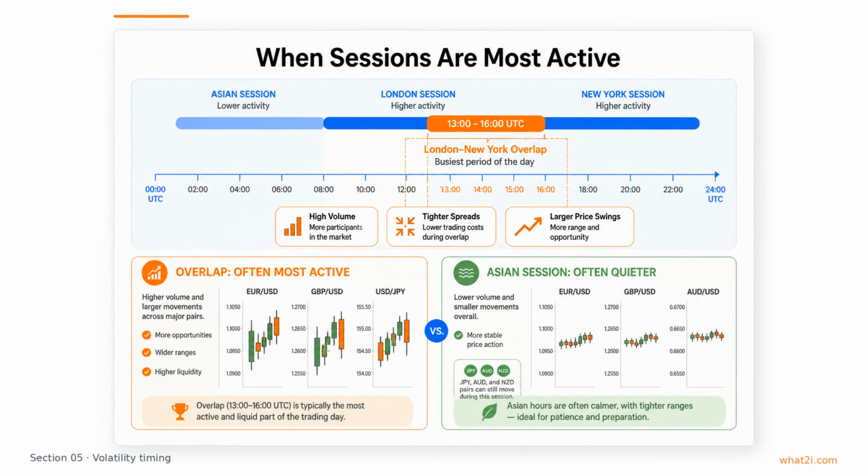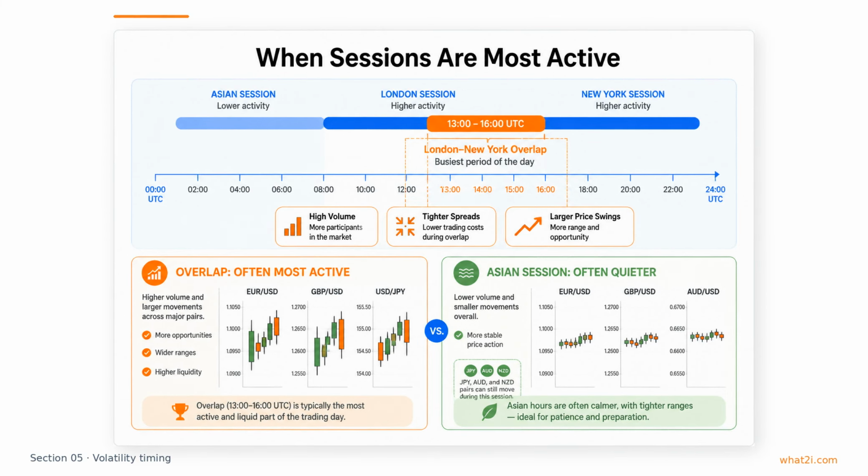Different sessions have different trading personalities, and that helps explain why volatility is not constant through the day. The London-New York overlap, roughly 13:00 to 16:00 UTC, is often the most active period because it combines the two largest Forex centers. During that window, USD, Euro, and GBP pairs often show stronger movement and cleaner responses to news.